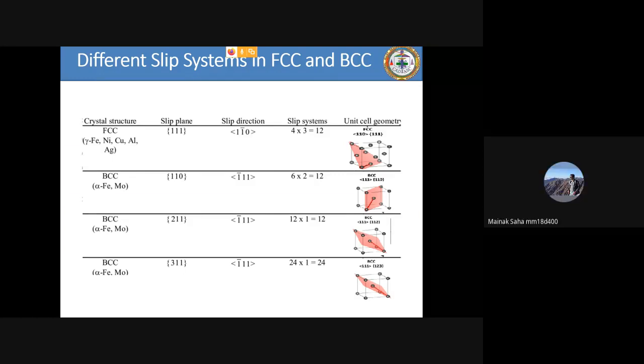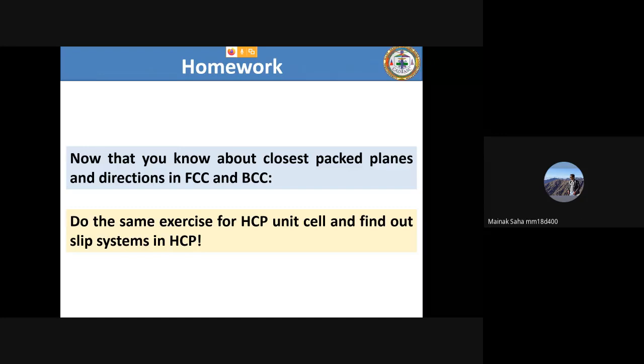Now your homework is as follows. After all this on FCC and BCC, you have to do the same exercise for HCP units and find out what the slip systems in HCP are. You were taught how to draw an HCP unit cell, so that is not a problem. This is available in many textbooks, but first read about them and understand them, because in finals you might get questions not as straightforward as this.